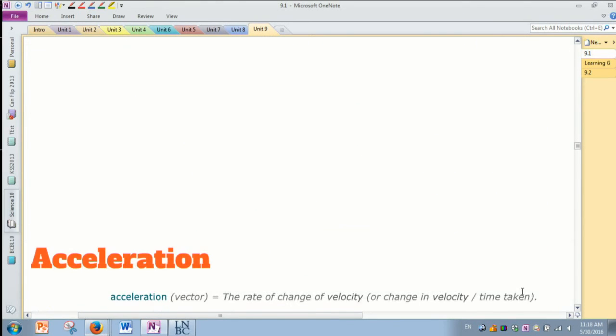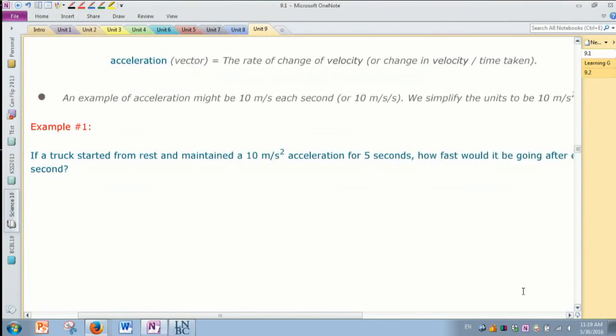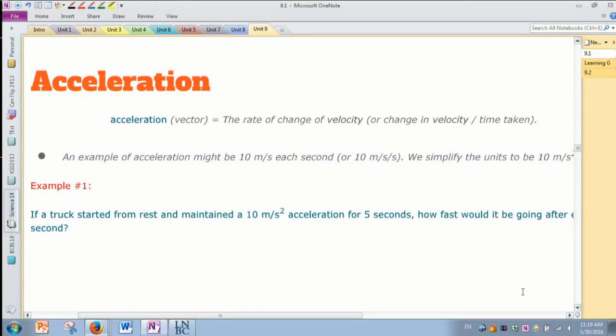All right, what else do we have? Acceleration is the rate of change in velocity divided by time. An example of acceleration might be 10 meters per second each second, or 10 meters per second squared.